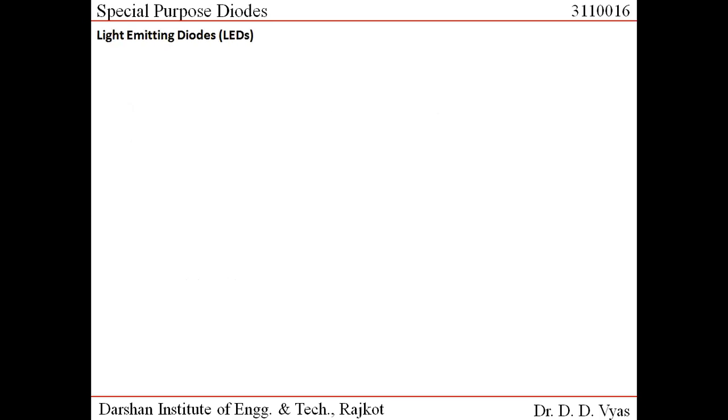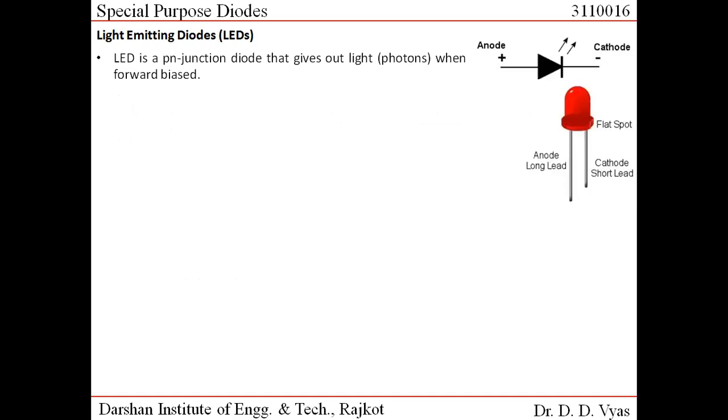Let us start with light emitting diodes, which we popularly know as LEDs. Light emitting diodes are basically a PN junction diode that gives out light when forward biased. If we try to see the schematic symbol of LED, the symbol is similar to a diode with two arrows going out, which basically represents the light coming out of the diode. So they are basically light emitting diodes. To emit means to give out.